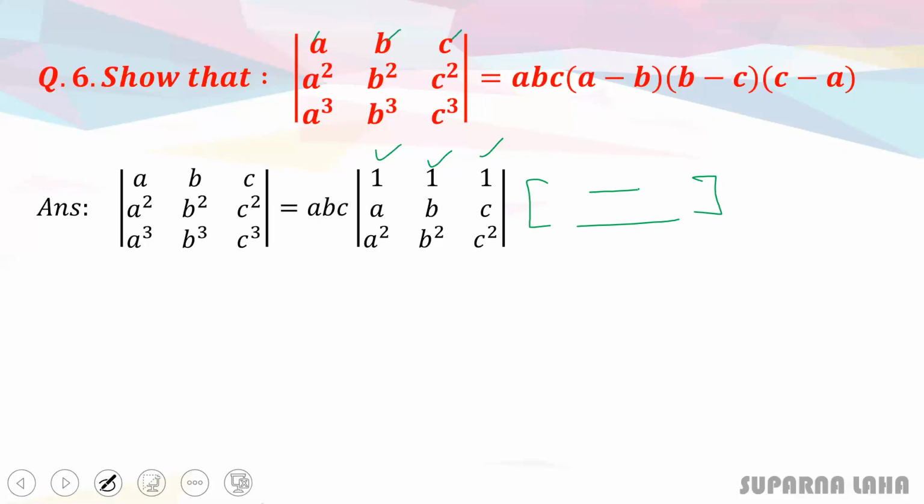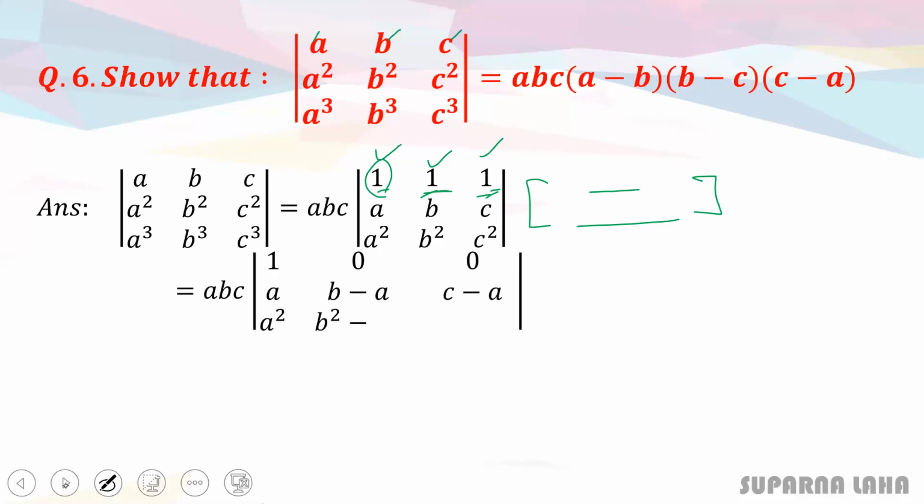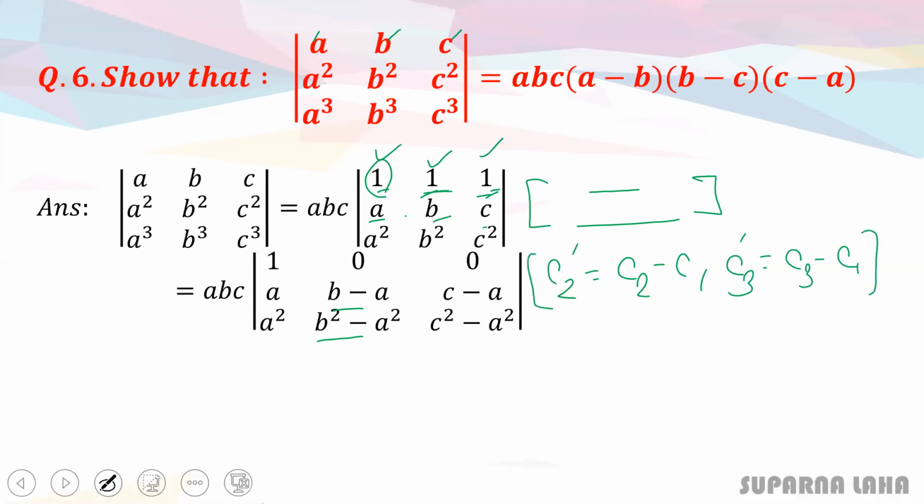So after taking it common, 1, 1, 1, and you know how to make this 2, 1, 0. So take one non-zero element and the other elements are 0 in this first row. So make it 0. If you want to make it 0, what will you apply? You will apply this column operation, that is C2 dash is given by C2 minus C1, that is 1 minus 1 is 0, B minus A, and B square minus A square, and C3 dash is given by C3 minus C1, that is C minus A, C square minus A square, and the first element should be 0.